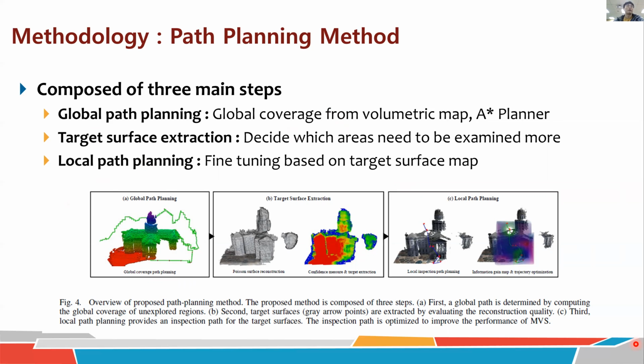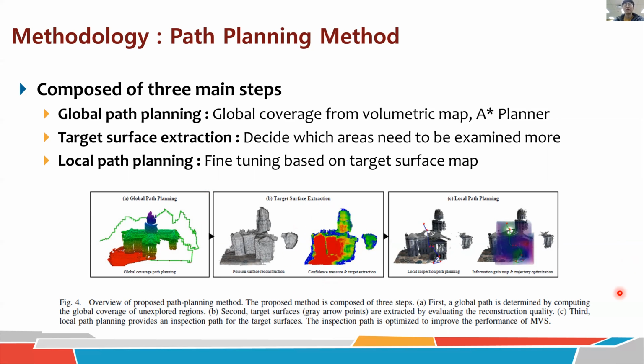Then, target surface extraction would happen. The target surfaces are extracted to decide which areas need to be examined more. This is done by reconstructing a surface model and comparing it to the adjacent surface models to calculate a confidence value. The areas with low confidence values are then selected for further examination.